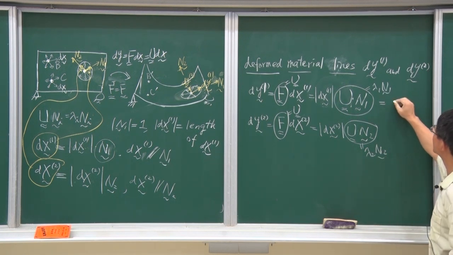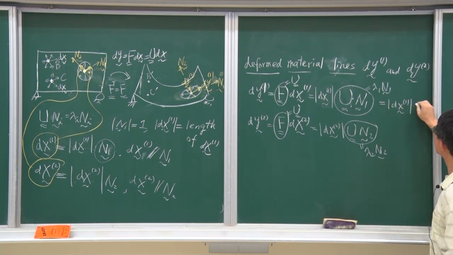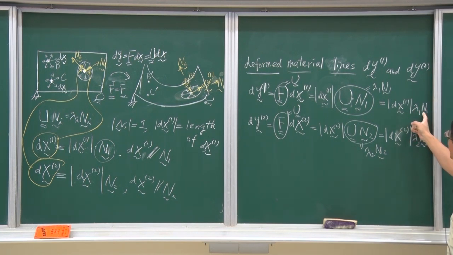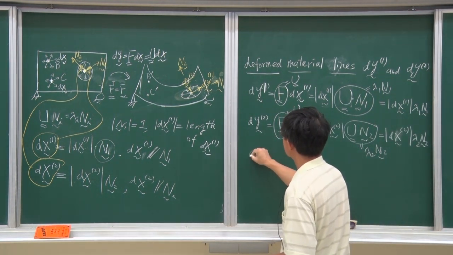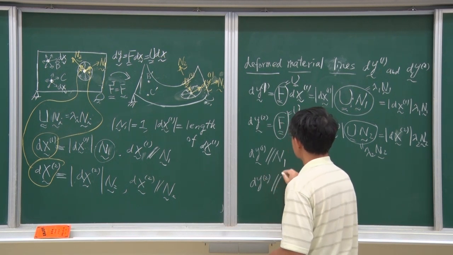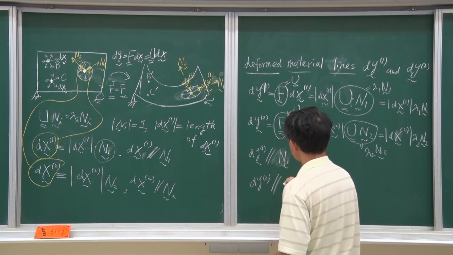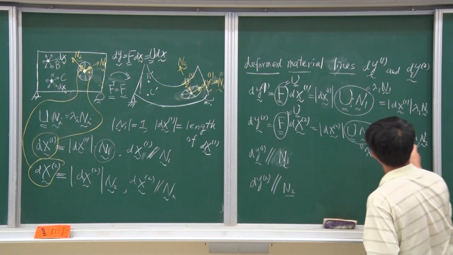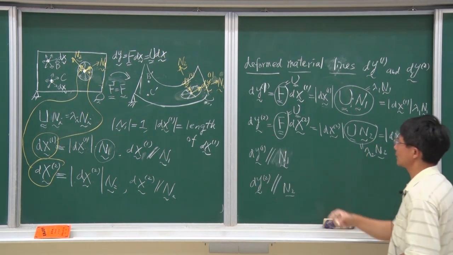Okay, so you see, this is scalar, this is scalar. So this is the direction of dy1. So see, dy1 is still in the direction of n1. Look at here, because n1 here, n2 here. So this material line has the direction of n1 too.